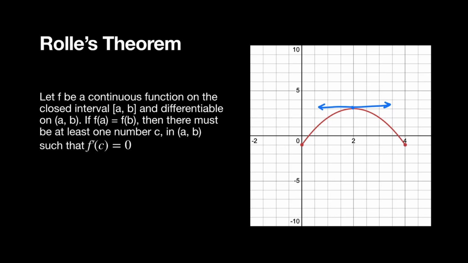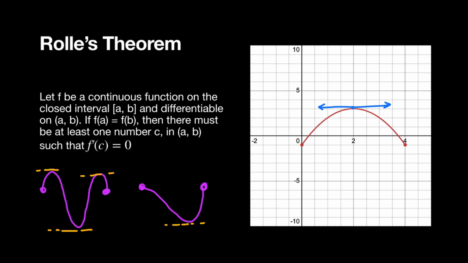And I have an example shown on the screen, but my graph could look different as well. Any way that I connect two dots such that the endpoints have the same y value, as long as I draw something that's continuous and differentiable, I have to have at least one place where the derivative is 0.